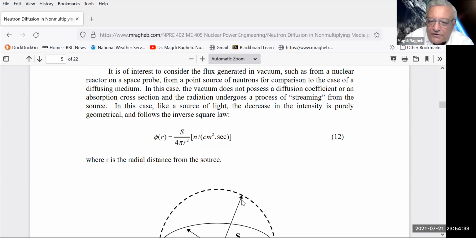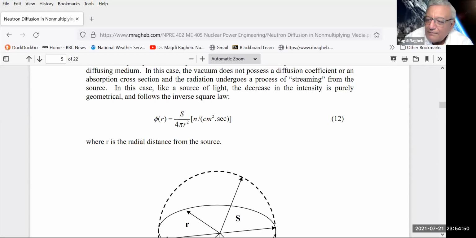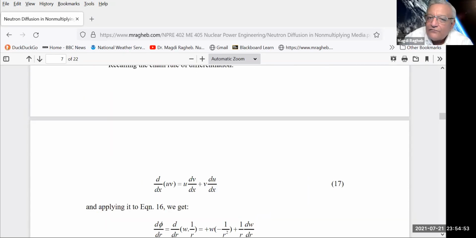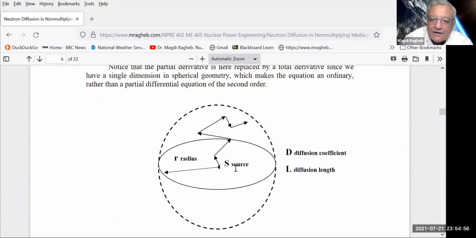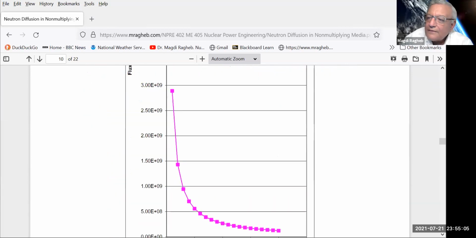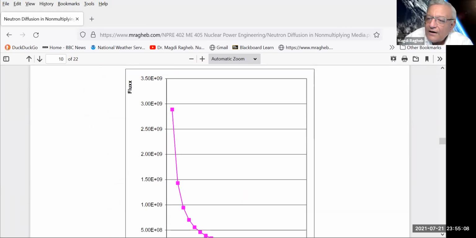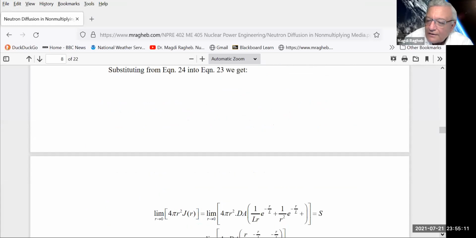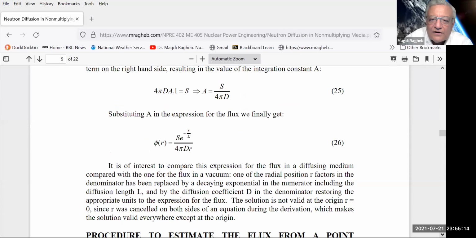If somebody asks what the current is going to be, it is going to be in the same direction as the flux, except that in a vacuum, basically the current should be equal to the flux. There is no diffusion coefficient, there is no absorption cross-section. Whereas if we have a medium with a diffusion coefficient capital D and absorption cross-section and the diffusion length, we found that the flux now takes a different form, which is that S divided into 4 pi D r, and with an exponential e to the minus r over L.